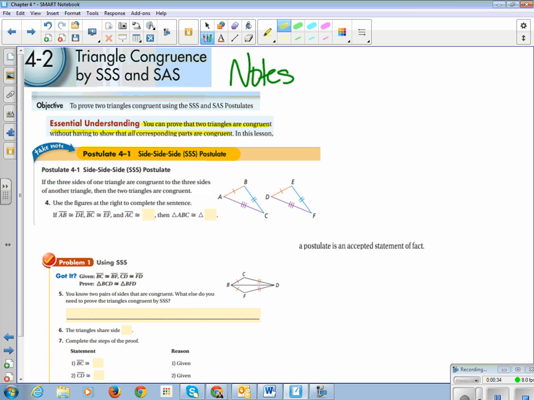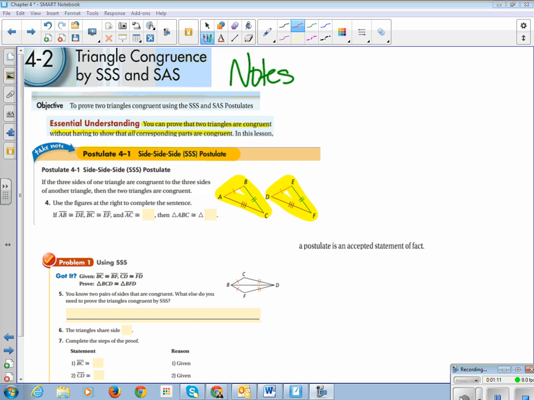Side, side, side postulate. If three sides of one triangle are congruent to three sides of another triangle, then the two triangles are congruent. Which congruent step are we leaving out by showing side, side, side? Which congruent step do we not have to even fuss with when we have all three sides? It is sufficient enough for all sides to be congruent. We don't have to show all the angles are congruent.